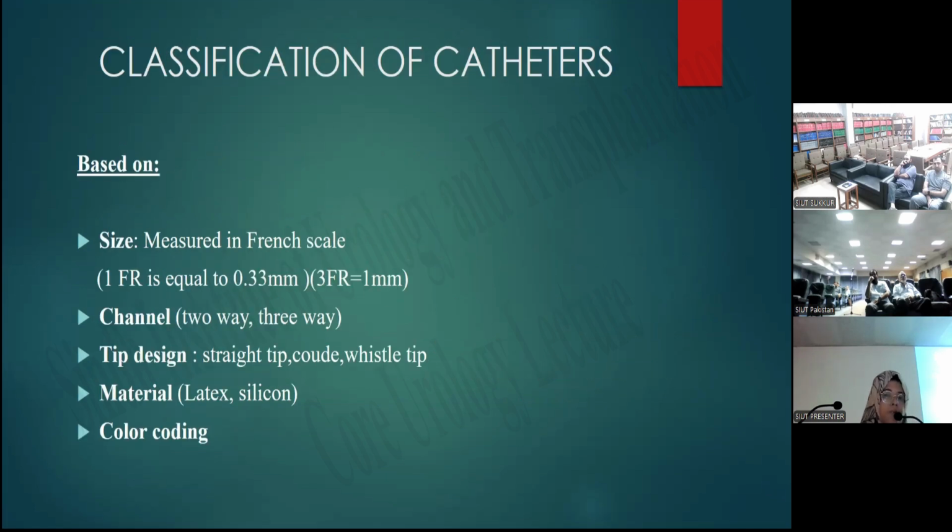We are going to briefly discuss the classification of the catheters. It depends on the size, channels, either two-way or three-way, and tip design: straight tip, coude tip, that is the angulated one, or the whistle tip. One type is the council tip catheter as well, which has a bore at the tip of the catheter.